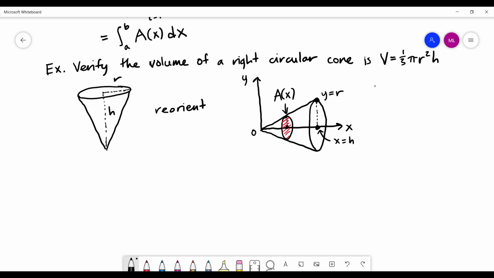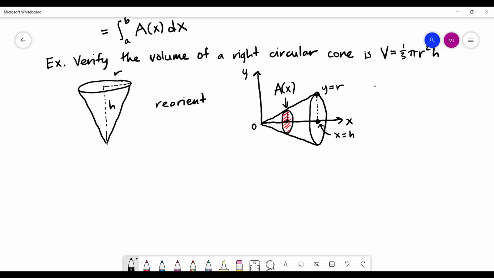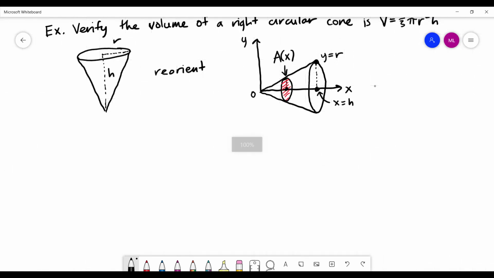So in this case, I'm recognizing that each one of these slices is a circle, and it's pretty easy to figure out what the area of a circle is as long as I know the radius.